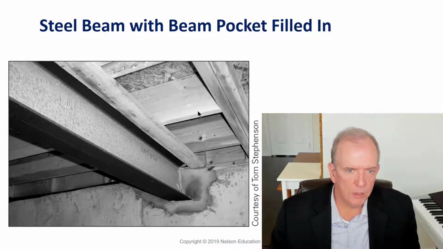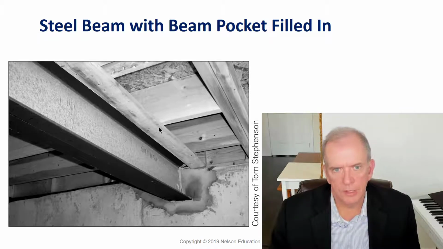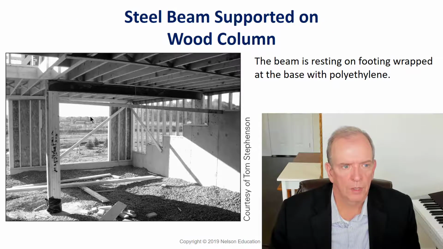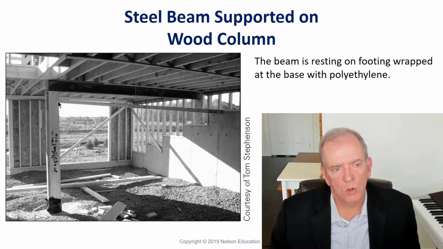So you've got the steel beam, then the joists are resting on top of the steel beam. In this case, they're resting on top of the steel beam, and this strap here is nailed to the underside to hold the joists at the right distance apart, if it's 16 inches on center or 12 inches on center, etc. In this case, you've got a wood column that's supporting a steel beam.